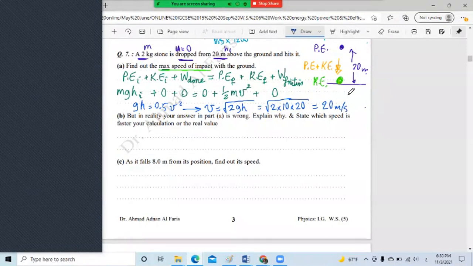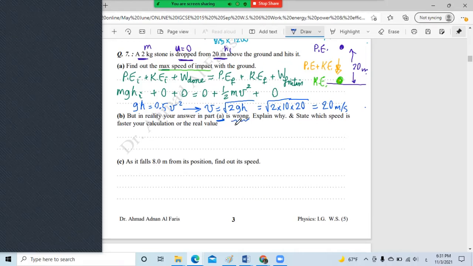Second. So in this situation, if we drop an object from a height of 20 meters, it will hit the ground, without air resistance, with a speed of how much? 20 meters per second. If it was higher, 30 or 40 meters, the speed would be more than this. It's accidentally the same value, 20 and 20, but not necessarily always the same value. But in reality, your answer in part A is wrong.